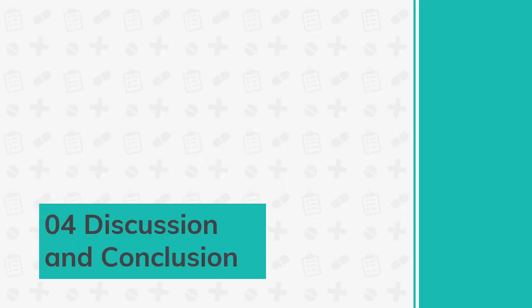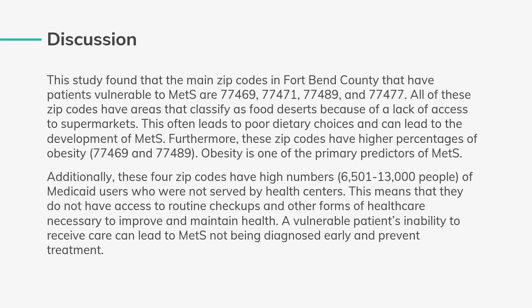Now, I will go through my discussion and conclusion. This study found that the main zip codes in Fort Bend County that have patients vulnerable to metabolic syndrome are 77469, 77471, 77489, and 77477. All of these zip codes have areas that classify as food deserts because of a lack of access to supermarkets. This often leads to poor dietary choices and can lead to the development of metabolic syndrome.